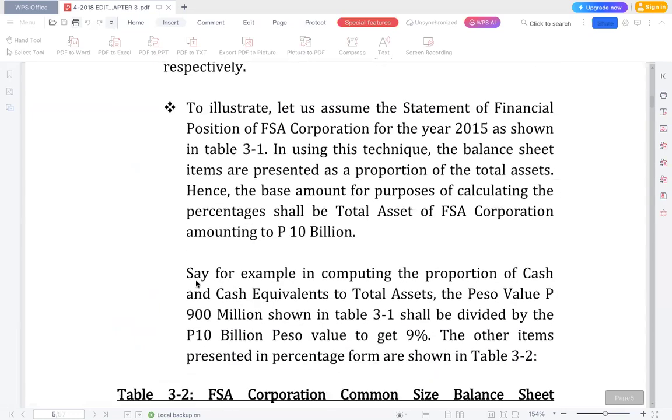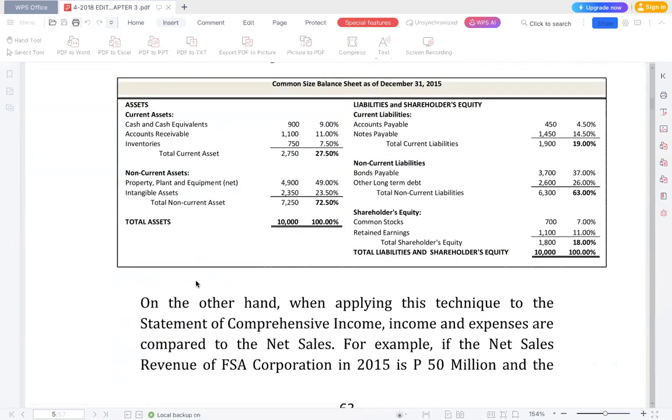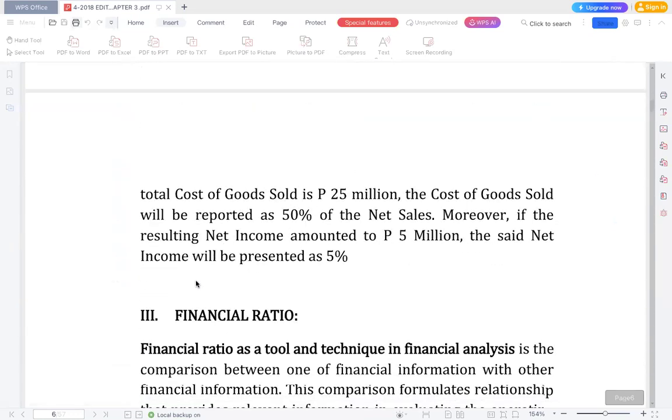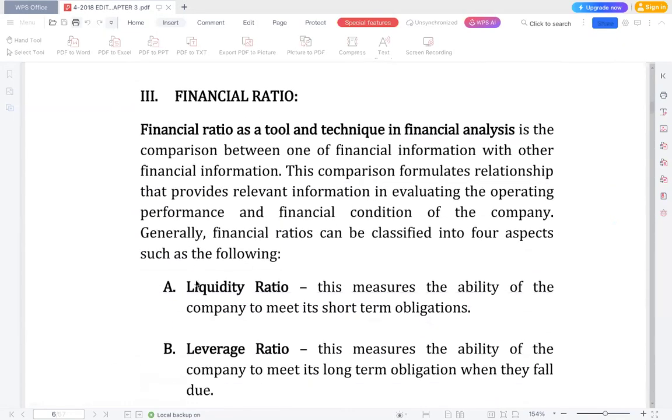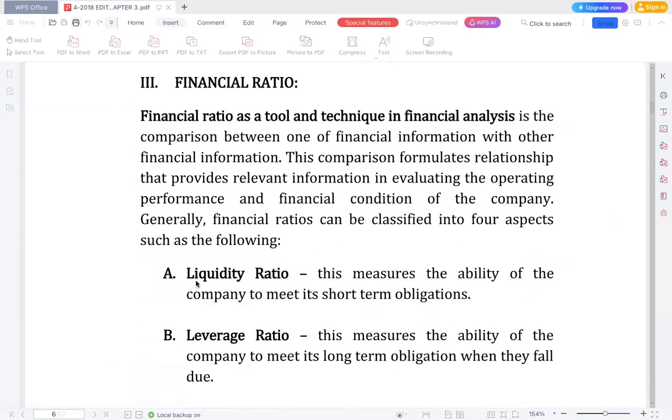Now, with regard to the next technique, financial ratio, we will focus on the following. We have the liquidity ratio, which measures the ability of the firm to meet its short-term obligation. So, L, liquidity, S, short-term. So, the ability of the firm to pay its currently maturing debt.